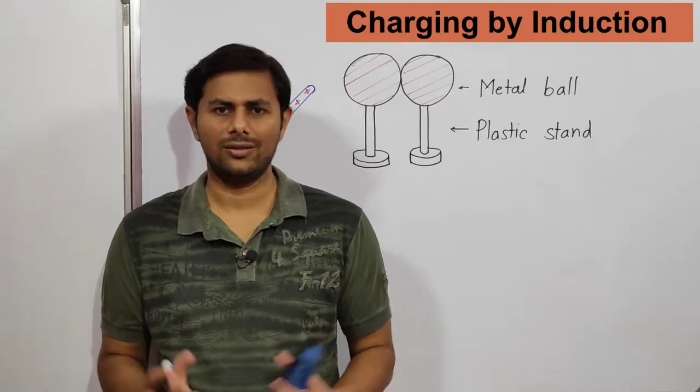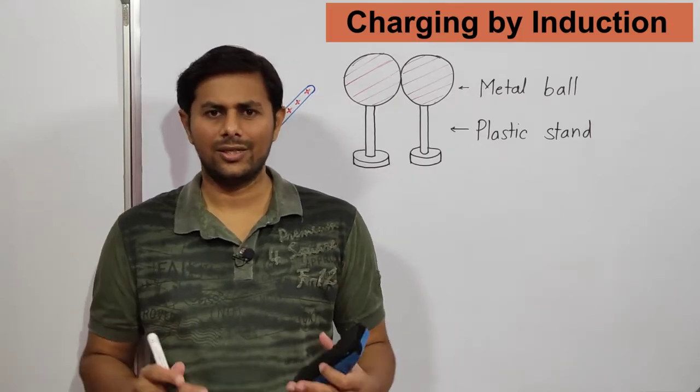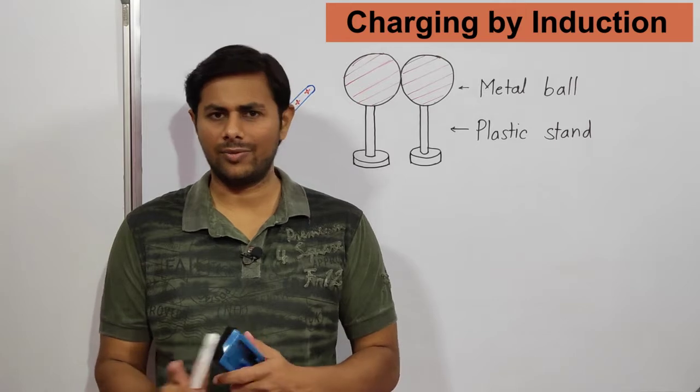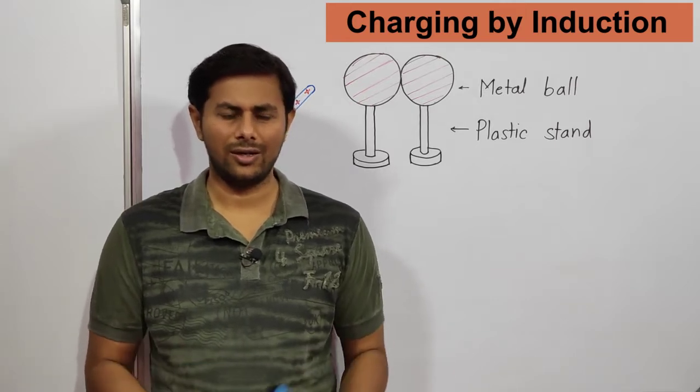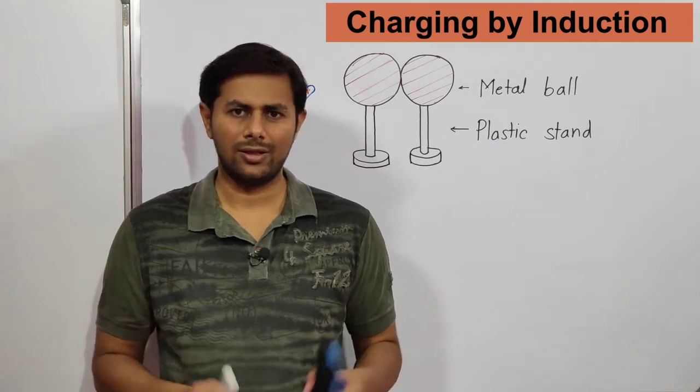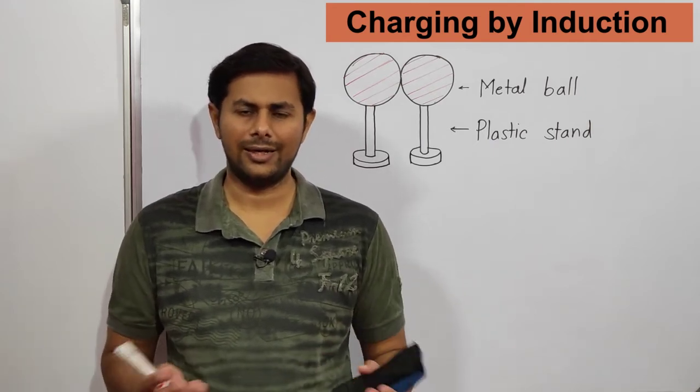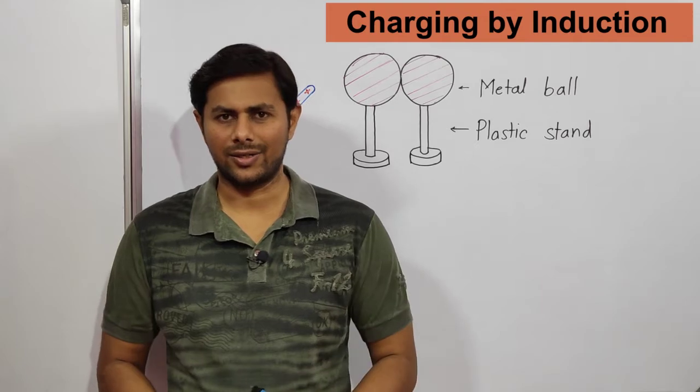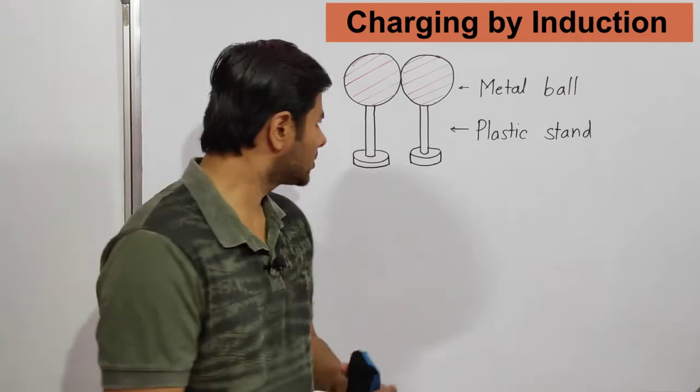Now we have seen that bodies can be charged if two uncharged bodies are rubbed against each other, or when an uncharged body is touched with a charged body. There is a third method of charging, and it's called charging by induction. So let us see that.